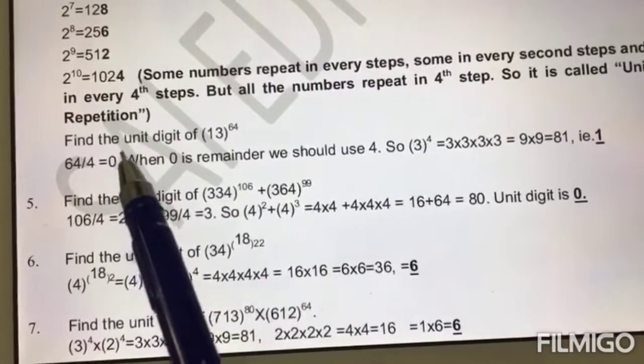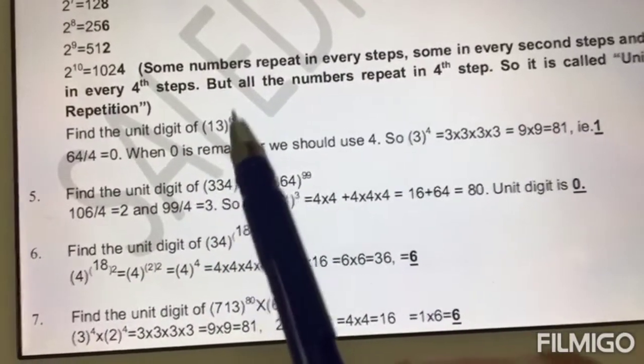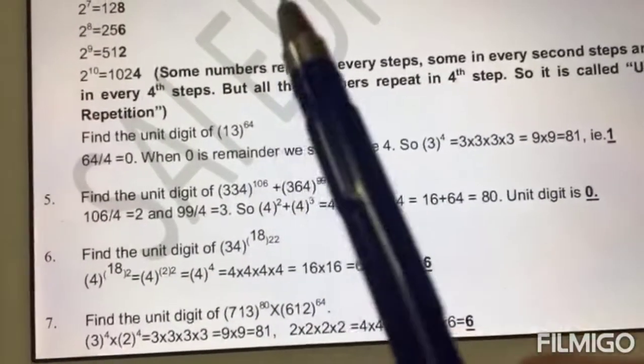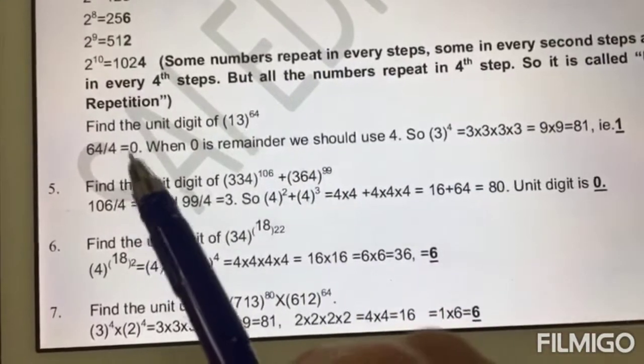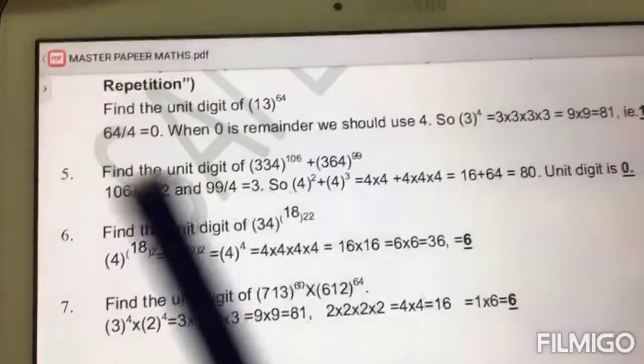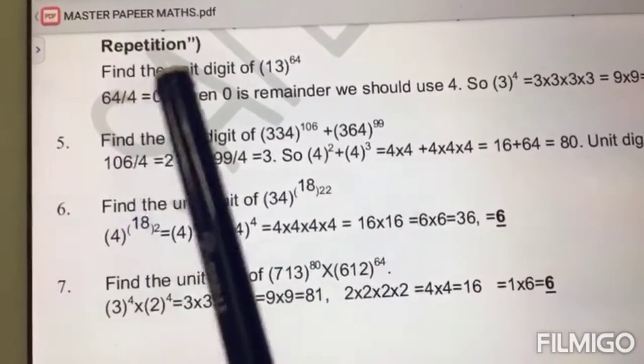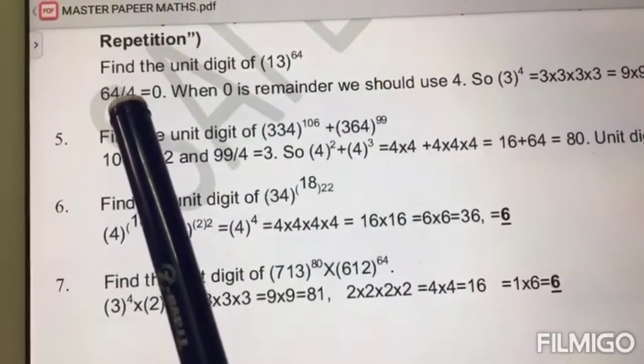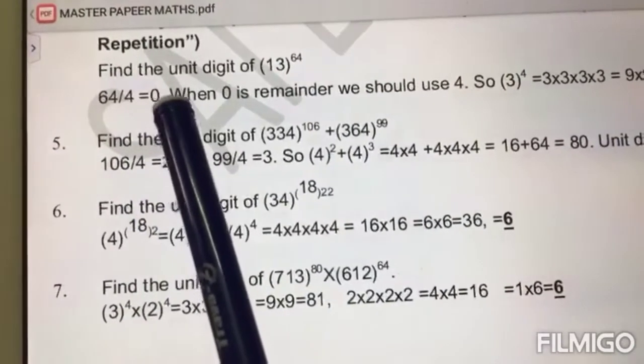Okay. Similarly, for example, find the units digit of 13 raised to 64. First, what do you do? Take the exponent divided by 4. 64 divided by 4, the quotient is 16, giving a remainder of 0.